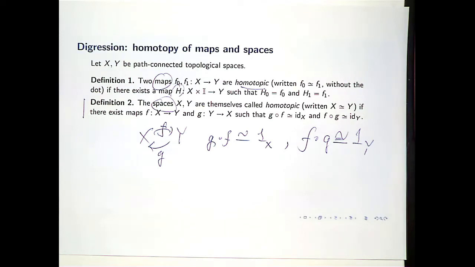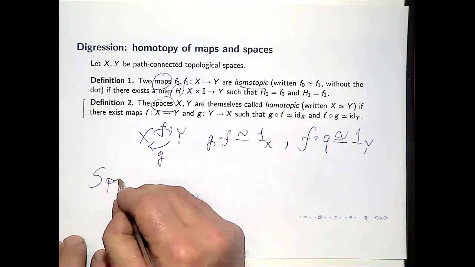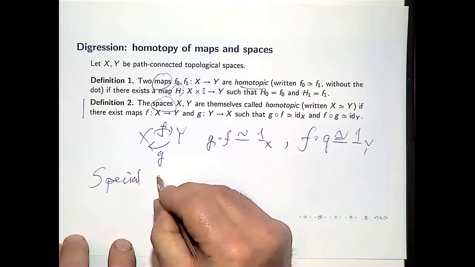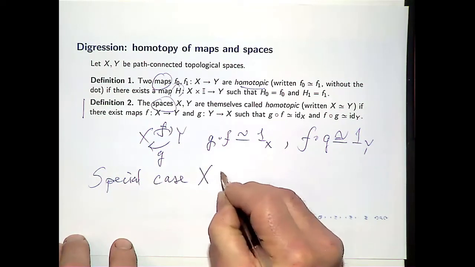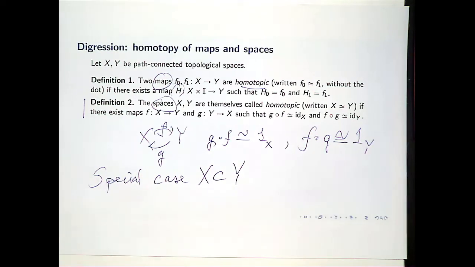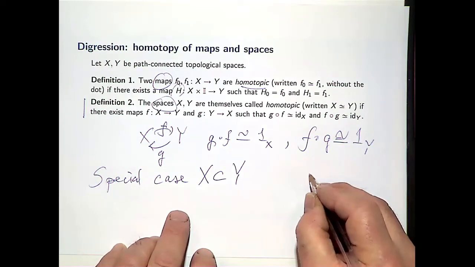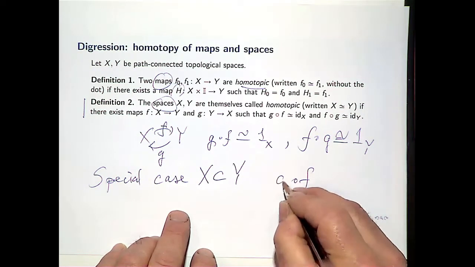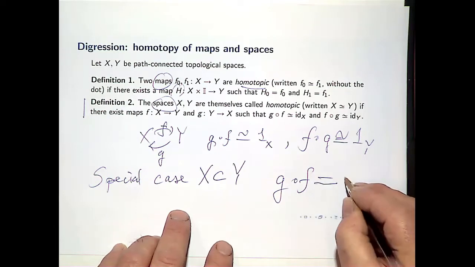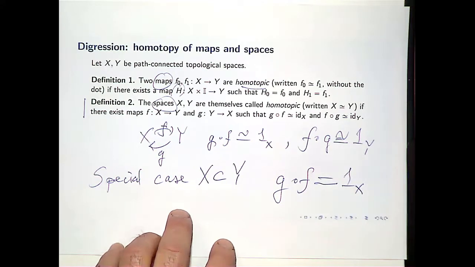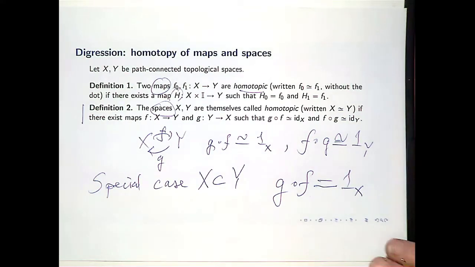I only want to talk about a special case of that, in which H is a subset of Y, in which case I can insist that when I do F and then I do G, this is actually equal to the identity on X. That makes sense. I could insist on that.